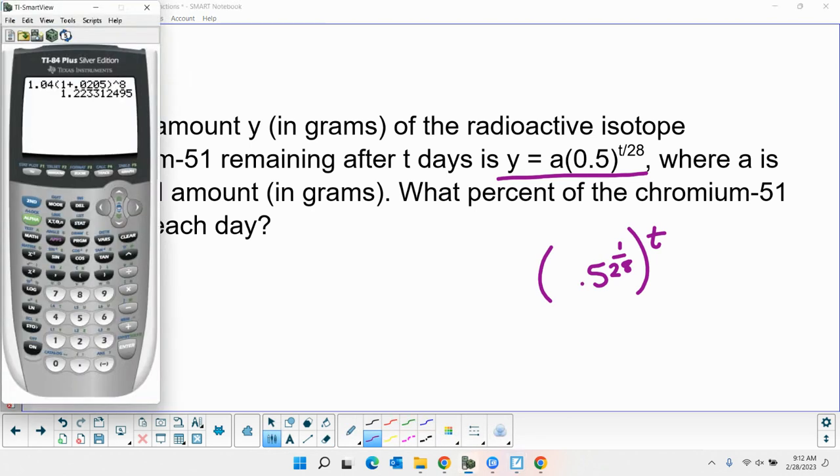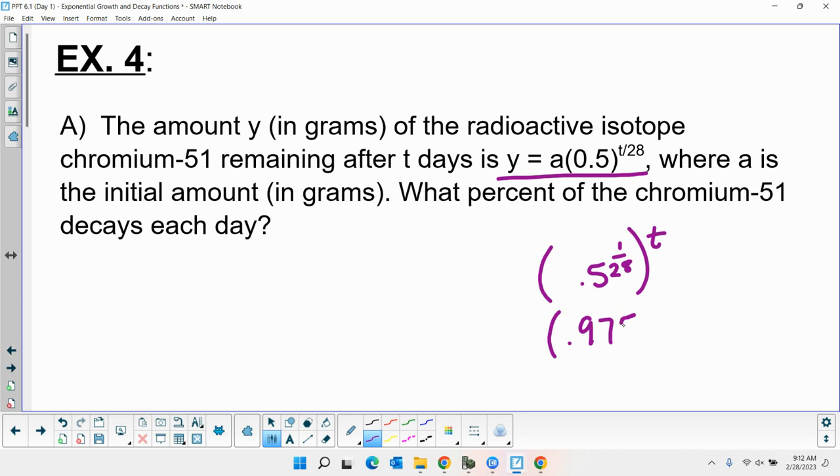So I'm going to figure out what that is first. 0.5 to the, okay, and then 128th, I have to put in parentheses 1 divided by 28. Like that. So that's 0.9755. Okay. So how much decays each day? All right. It's 1 minus that, right? Is what happens each day.